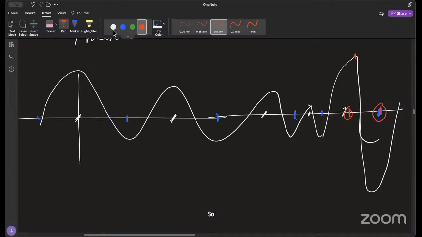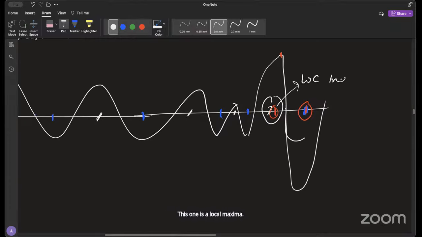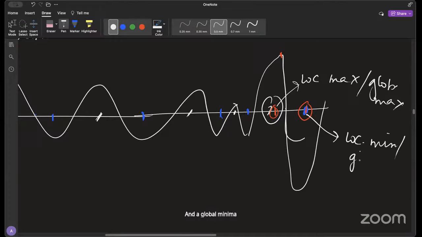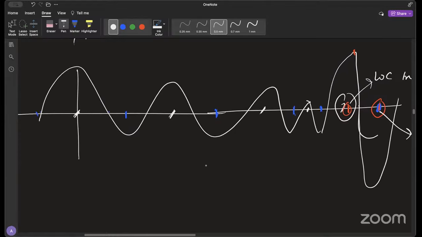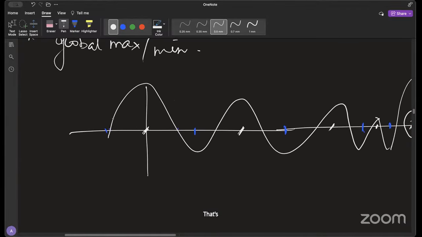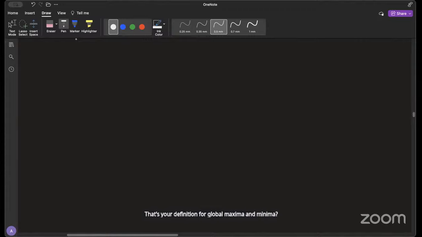So this point now, this one is a local maxima and a global maxima both. And this one is a local minima and a global minima both. That's your definition for global maxima and minima.